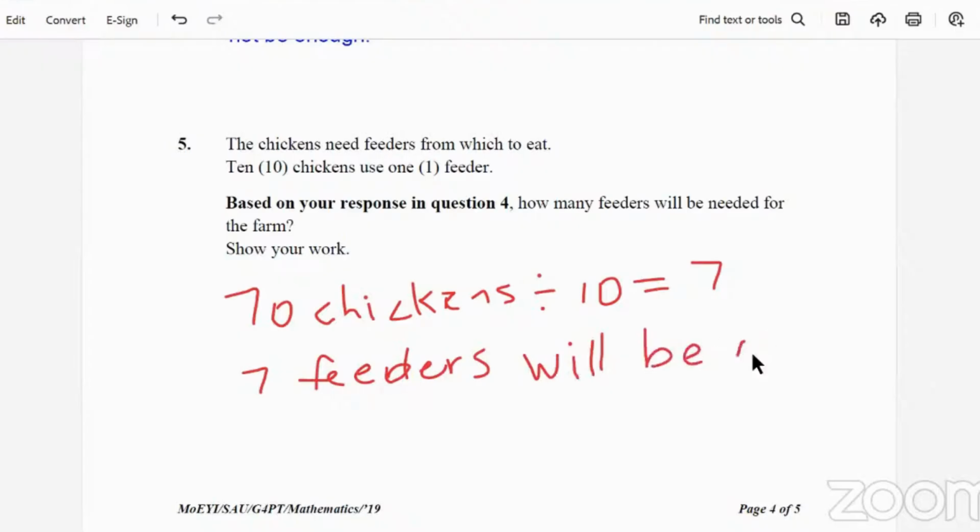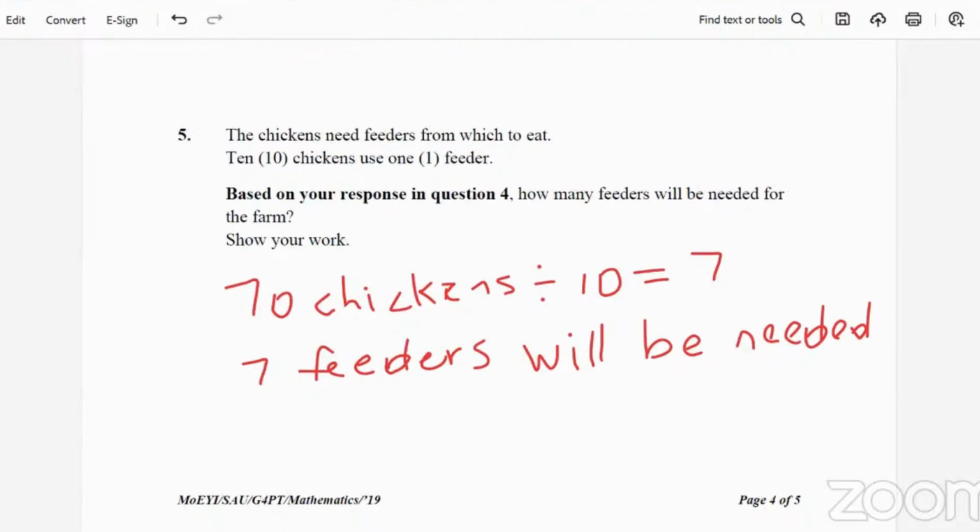And of course, there are different ways to do these questions, so you don't necessarily have to do this my way. You could simply add up 10 plus 10 plus 10 and put 1 for each of those. You would still get your marks, okay? So this is one way of doing it. Just as long as you show your work and how you came about finding out the number of feeders needed, and you show your work and it's correct, then you will get your marks.